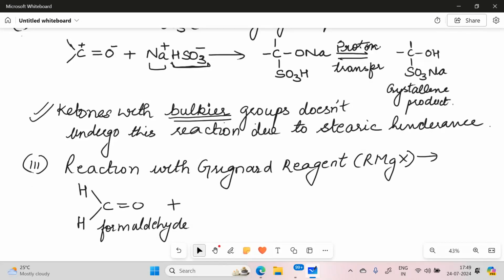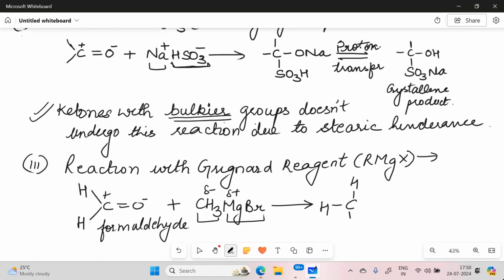Reaction I will show you, remaining two you have to do. If it reacts with any Grignard reagent, Bhumika, you know the positive negative charge in Grignard reagent? MgBr is negative. Sorry, magnesium is a metal, so it is positive. MgBr is positive. CH3 is negative. So when you do the reaction, CH3 goes with carbon, MgBr goes with oxygen.